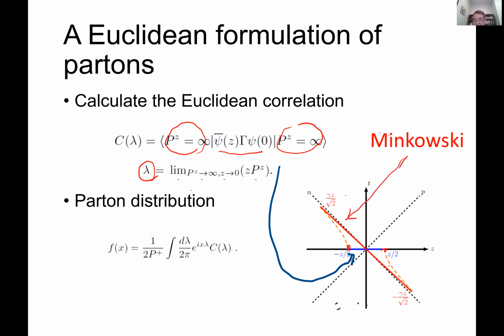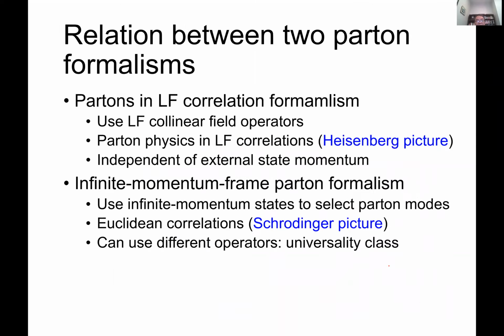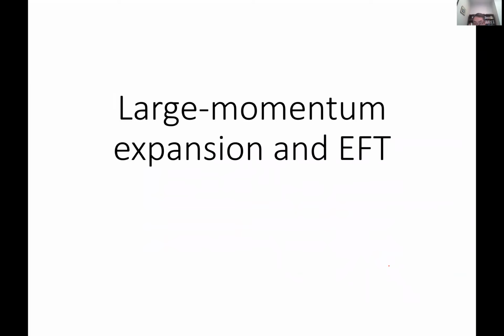Okay, so basically, I'm trying to undo what people have been doing for a long time. That is, let's not go to light-front correlation. Let's go back to the Euclidean correlations. Okay, so with this new way of looking at, or old way, in fact, it's not a new way, it's an old way, looking at Parton distributions, then I can start with a large momentum expansion and effective field theory calculations.